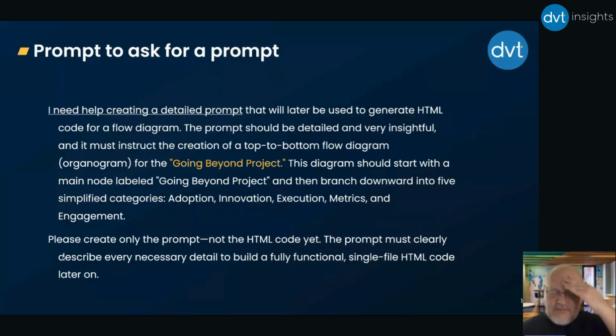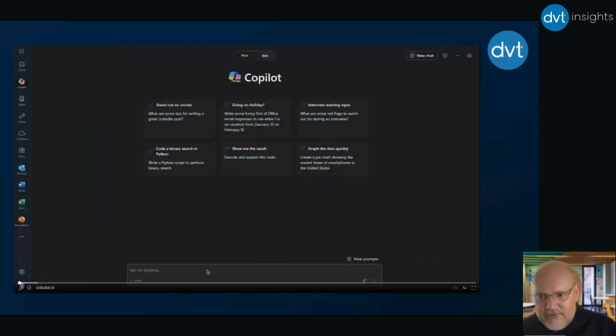And now there's going to be an interesting part here at the bottom. It's going to say, don't do the HTML code yet. So, just to make sure it's got focus, the prompt must clearly describe every necessary detail to build a fully functional single file HTML code. Now you're going, Anton, how am I going to go from the HTML code to my browser? And the simple answer is we're going to take what it gives us, put it in Notepad, and open it with the browser. Very simple. When you save it in Notepad, you can double click on the file and it will be viewable in the browser.